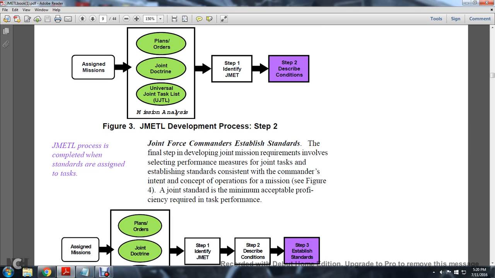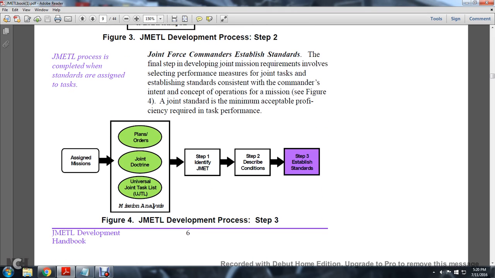Moving on, the joint mission essential task list process is completed when the standards are assigned to the task. Joint Force Commanders establish standards. The final step of developing joint mission requirements involves selecting the performance measure of the joint task and establishing standards consistent with the commander's intent, concept of operations for the mission, and the joint standards, with a minimum acceptable proficiency required in task performance. Figure 4 shows a joint mission essential task list development process.